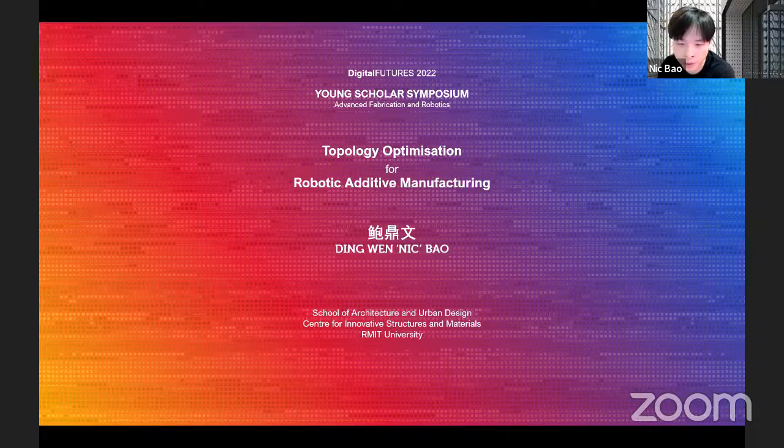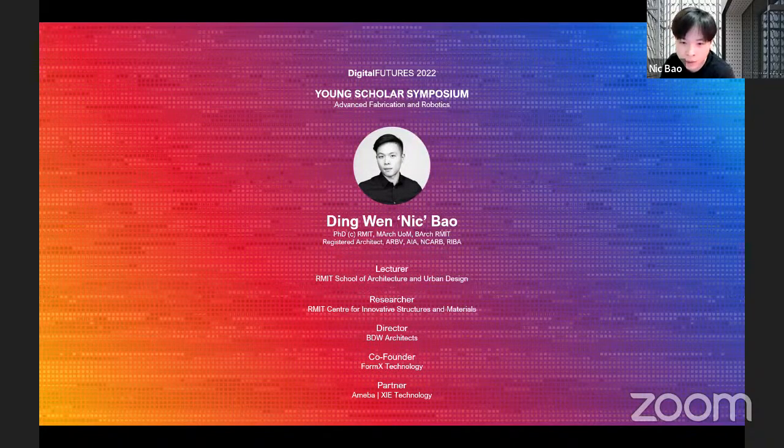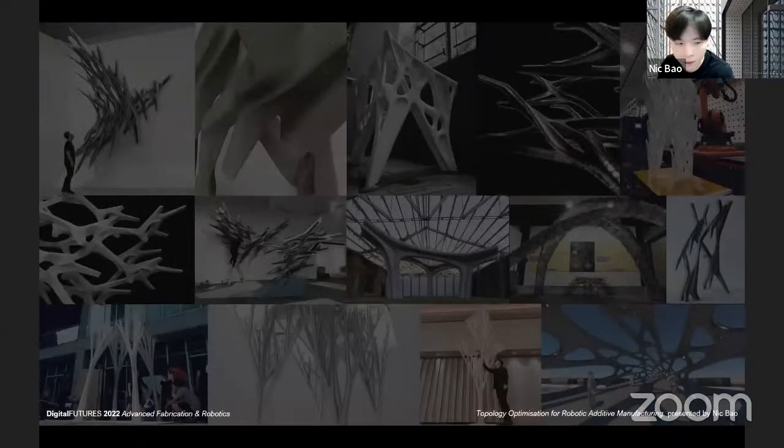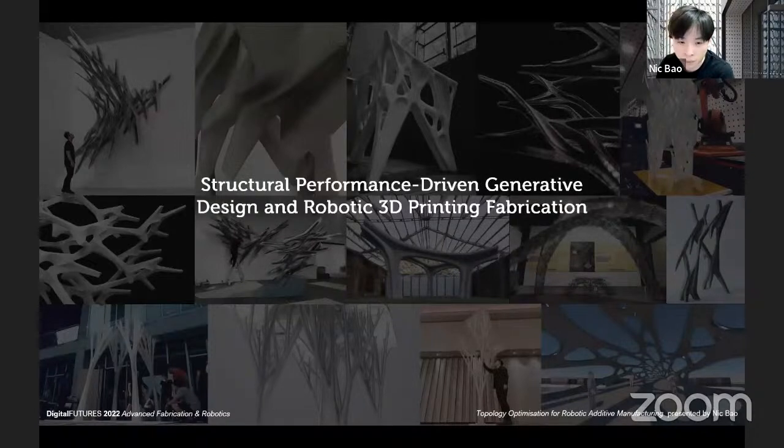So my main topic is topology optimization for robotic additive manufacturing. I'm currently a lecturer at the MIT School of Architecture and Urban Design, also working as a researcher at the CRSM, led by Professor Mike Shea. In the past few years, I did quite a lot of projects. The main idea is structural performance driving generative design, robotics, 3D printing, and fabrication.